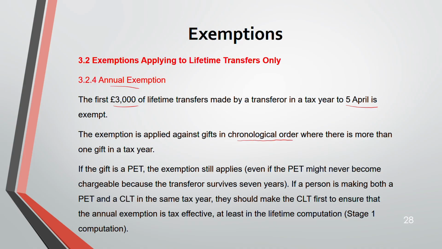If the gift is a PET, let's say PET. See, about a PET, you are not sure. It might be chargeable later on because it depends on the donor's death, whether he survives 7 years or not. So the exemption still applies. Even for a PET, you're supposed to deduct the 3,000. Even if the PET might never become chargeable because the transferor survives the 7 years, still the 3,000 can be utilized by the PET. If a person is making both a PET and a CLT in the same tax year, they should make the CLT, the chargeable lifetime transfer, first, so that it ensures the annual exemption amount could be utilized against the CLT first.